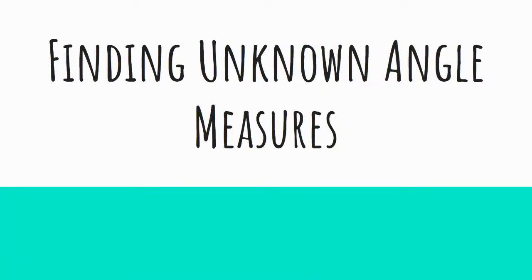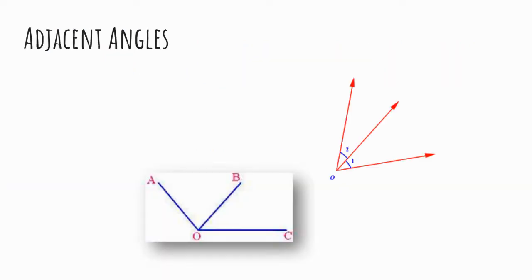So just like we did last lesson, we're going to break up the lesson into two different lessons just to make life a little bit easier on all of us. So the first part of this lesson is you're going to be finding unknown angle measures. Okay, that's the whole lesson. We're going to go into what the different kinds of angles are, how to figure out the different measures, and that type of thing.